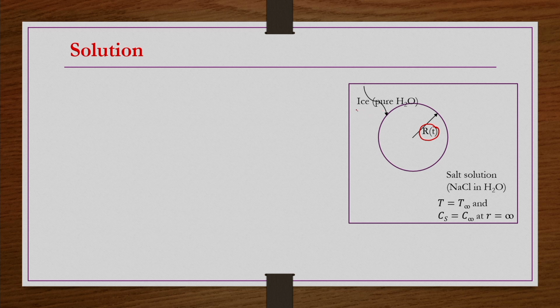This crystal is of pure water, okay, and it is in a salt solution. Far away from the crystal, that is at r equals infinity, T infinity and C infinity, that is temperature and salt concentration, are known at a far away distance from the crystal, right. Now, freezing point depression, this is what is given, Tf is equal to T naught minus beta multiplied by Cs.